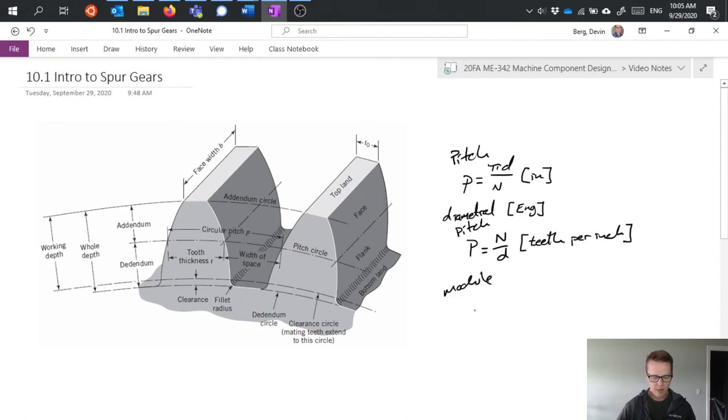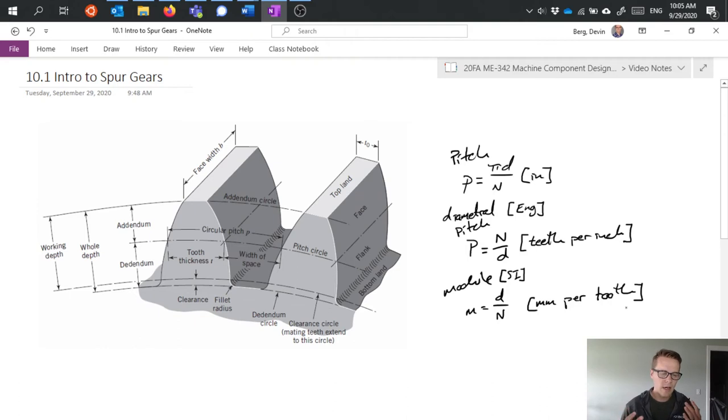We also have module, and this is when we're talking in SI units. M is equal to basically the inverse of the diametral pitch, so D over N, and therefore is in units of millimeters per tooth.